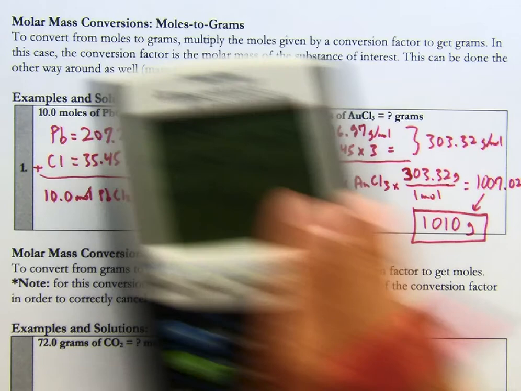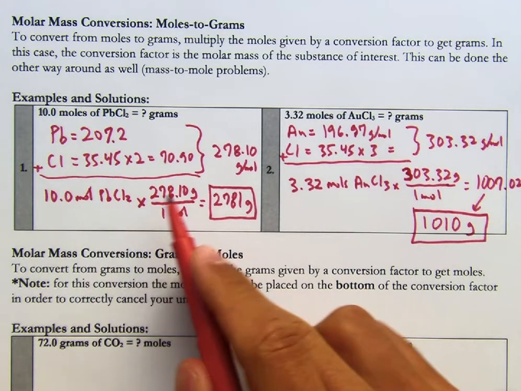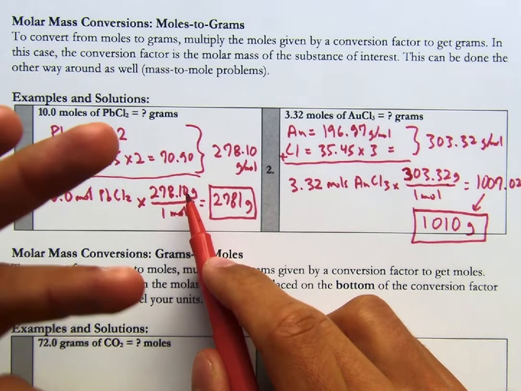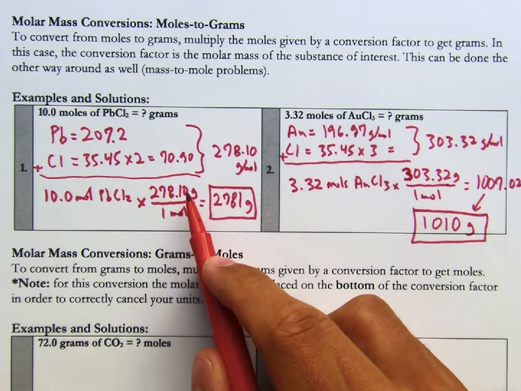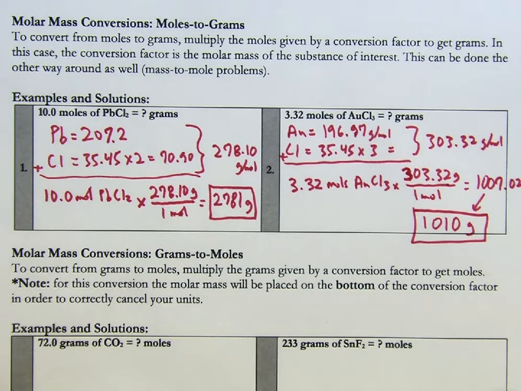Okay, so this is going from moles to grams, and in both cases you take the number of moles and you multiply it by the molar mass, right? The molar mass is how many grams 1 mole weighs. So if you take that times how many moles you have, you get your answer in grams. I hope you feel like this is pretty easy.